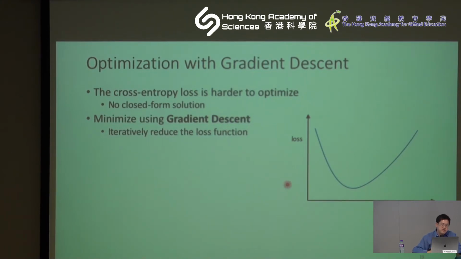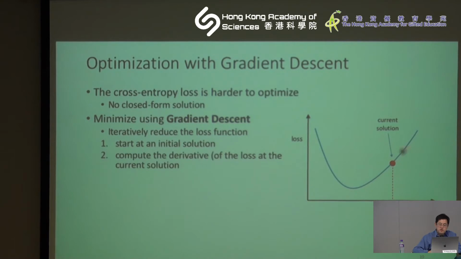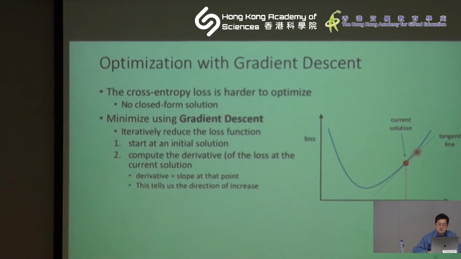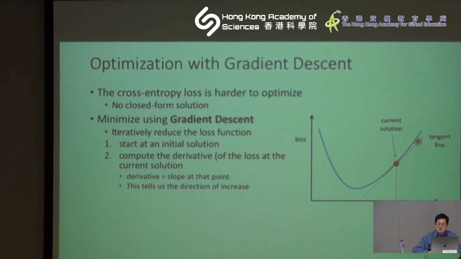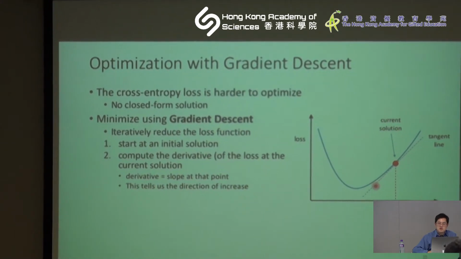That means we iteratively reduce this loss function. And it works like this. Suppose we have our current solution here, and the value of the slope A. What we can do is compute the derivative of this function at this point. The derivative is basically the slope of the line that's tangent to the function, and it tells us the slope at the point. The slope tells us which direction we can go to decrease this loss function. In this case, if I move in this direction, then I'm increasing the loss function. If I move in this direction, then I will be decreasing the loss function.